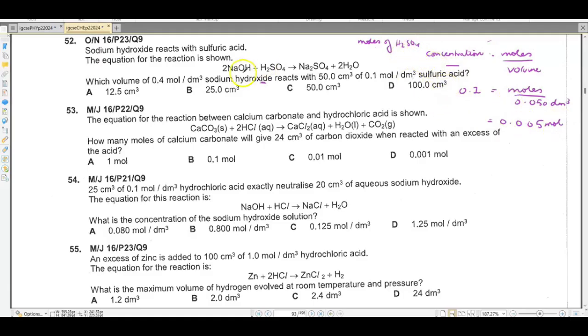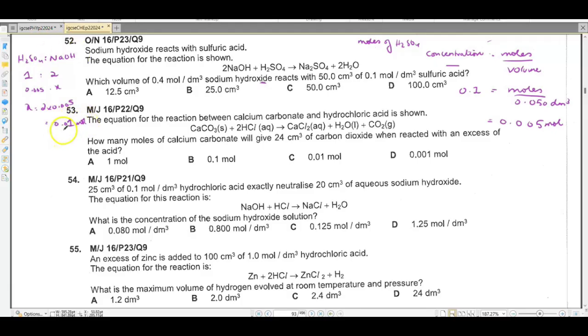Now we can simply find the moles of NaOH. We can just write H2SO4, NaOH. So 1 of H2SO4 reacts with 2 of NaOH, and 0.005 moles with x. 2 into 0.005. So this is going to give us the moles of NaOH, 0.01.